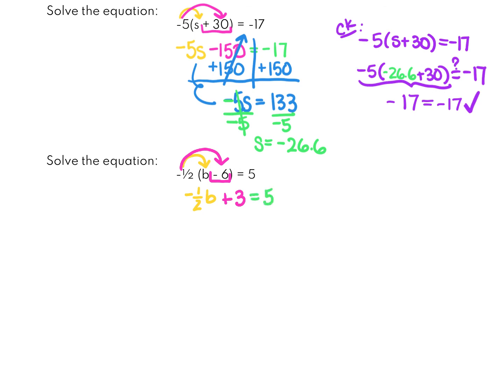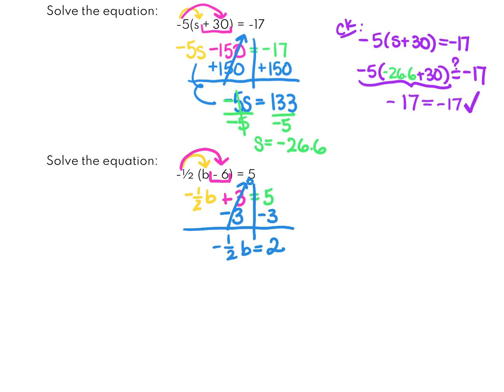The first thing that I'm going to do is undo addition or subtraction. So I'm going to undo adding 3 by subtracting 3 on the left. If I subtract 3 on the left, I need to subtract 3 on the right. That's 0, so I'm left with -1/2b is equal to 2.